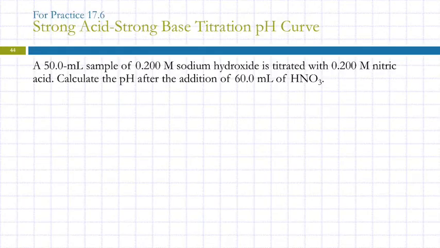Okay. So here is a typical kind of problem. A 50 milliliter sample of 0.2 molar sodium hydroxide is titrated with 0.2 molar nitric acid. Calculate the pH after the addition of 60 milliliters of nitric acid.